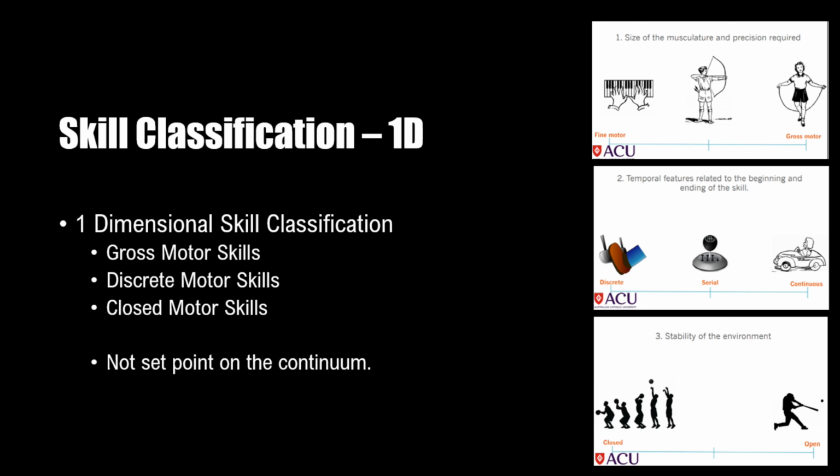Moving to the skill classification for the volleyball skills. So we'll start with the one-dimensional skill classification system. So these skills, they're all gross motor skills. They are discrete motor skills with a specific start and end point, and they're also more closed motor skills. However, it's important to note there's no set point on the continuum. It's just they're more one sort of skill compared to another.